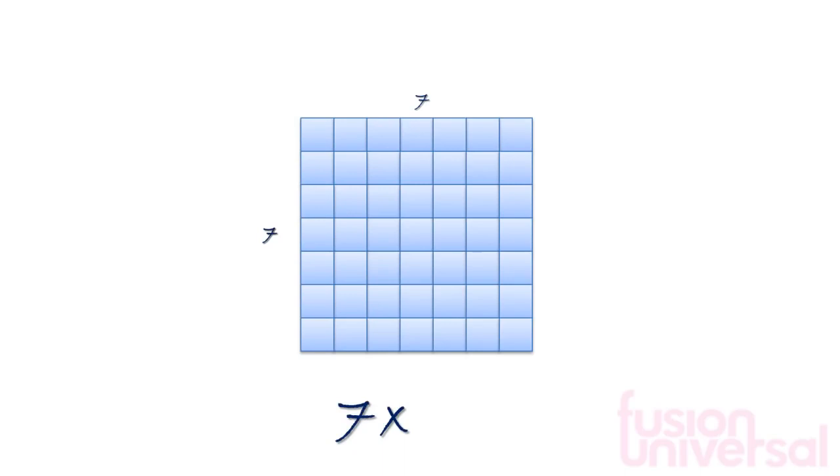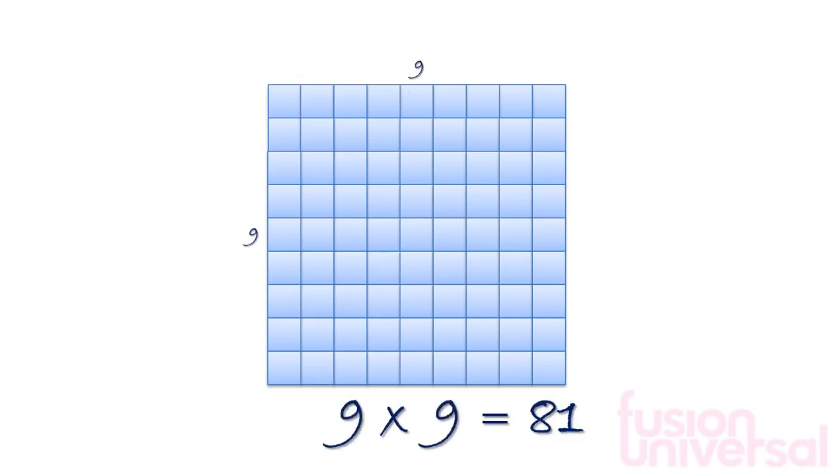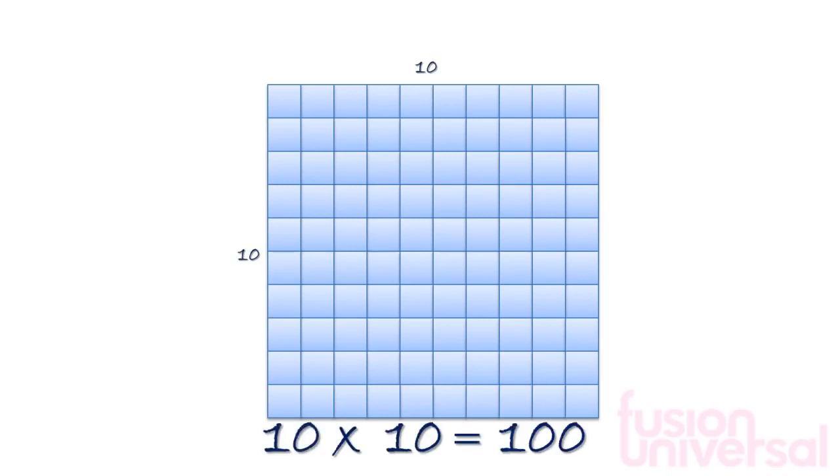7 times 7 equals 49, 8 times 8 equals 64, 9 times 9 gives us 81, and 10 times 10 equals 100. So, we have now obtained all of the square numbers up to 100. Here is a list of the square numbers. Try to learn as many of them as you can. They come up in all sorts of places.